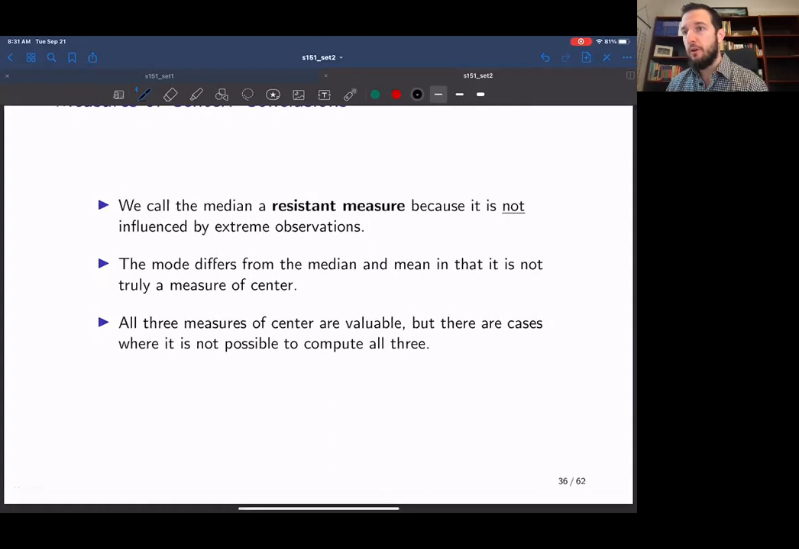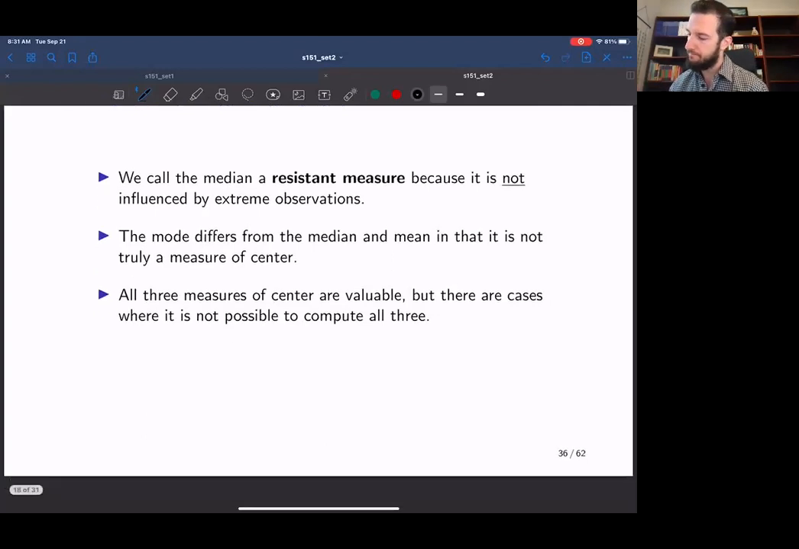All three measurements have value. I mean, in the case of the qualitative variable, for example, the mode is the only value that actually applies. So that gives it a lot of meaning in that particular sense. And we can also see from the previous illustration that we can compare the mean and the median to get a sense of the shape of the distribution of the data set.